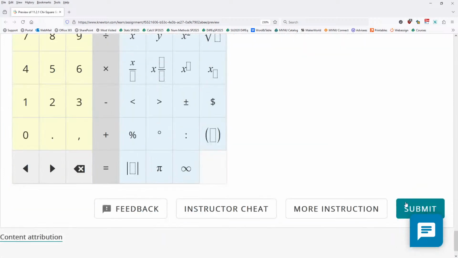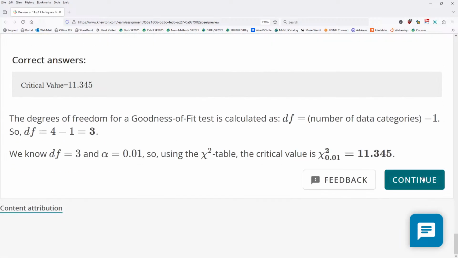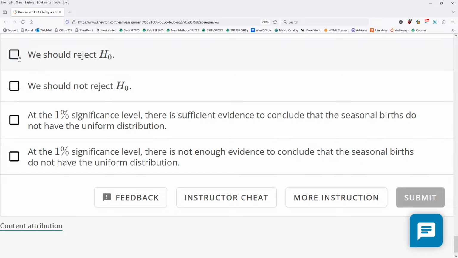And of course, when you get to the quiz next time and the exam, you're not going to be able to select like you are here. So be aware that your conclusion is going to be the same as it's been all along. Since my chi-squared value is bigger than the critical value in this case, I'm going to reject the null hypothesis, and there is sufficient evidence to conclude that seasonal births do not have a uniform distribution. Make sure that you don't just click and not read. Read it over so that you can internalize this wording.